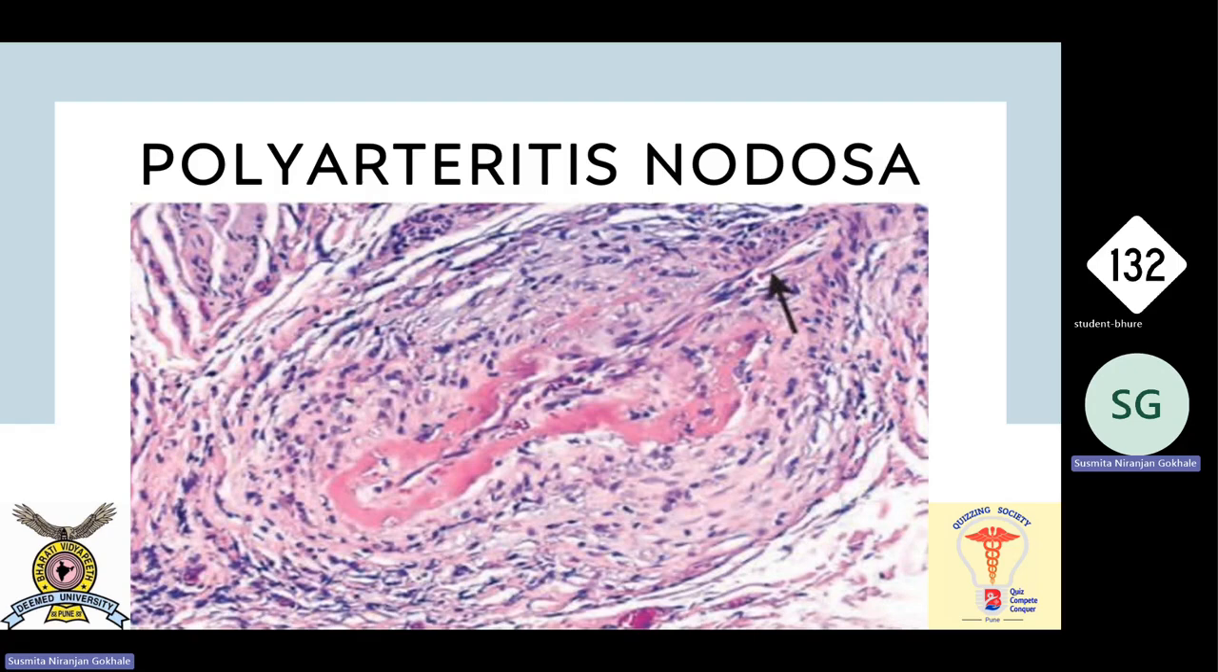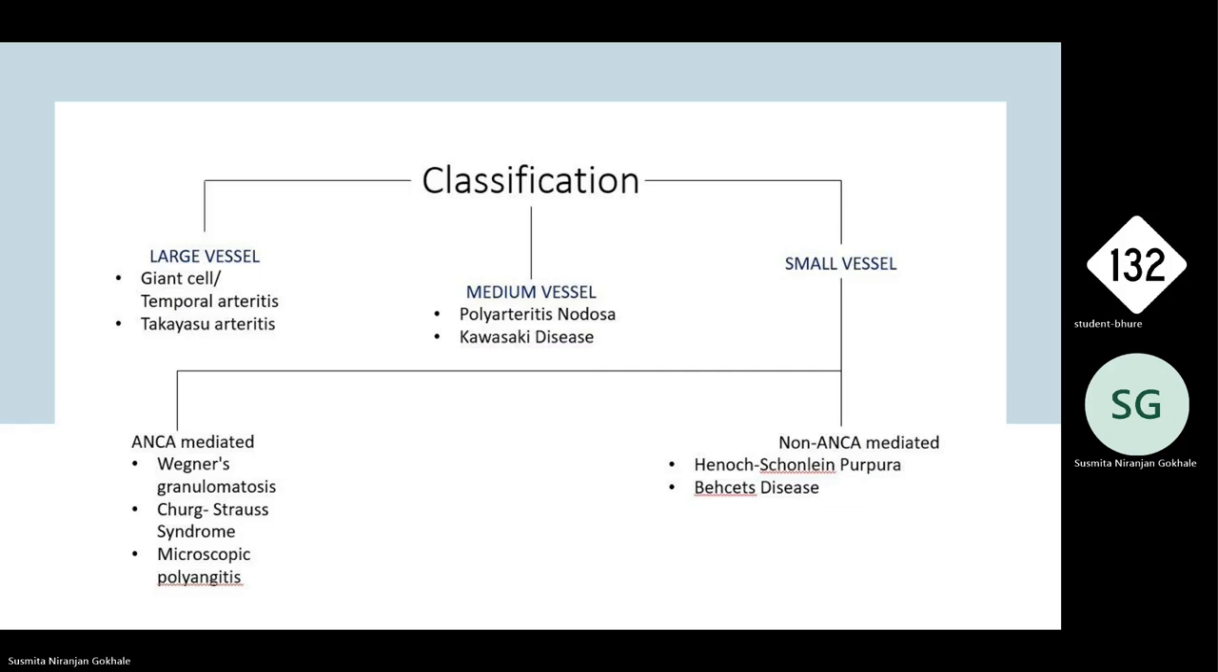FAN: F stands for fibrinoid necrosis. A stands for abdominal symptoms such as pain and bloody stools. N stands for peripheral neuritis, which affects mainly the motor nerves. So now we have studied the arteritis that affects the medium-sized vessels. Moving on, we have the arteritis that affects the small vessels.